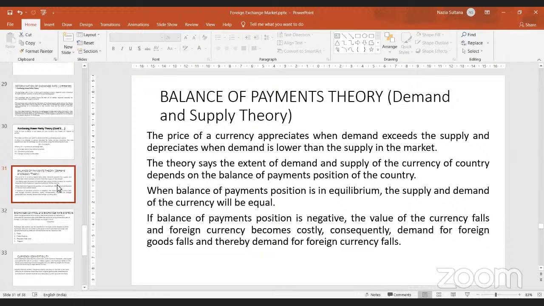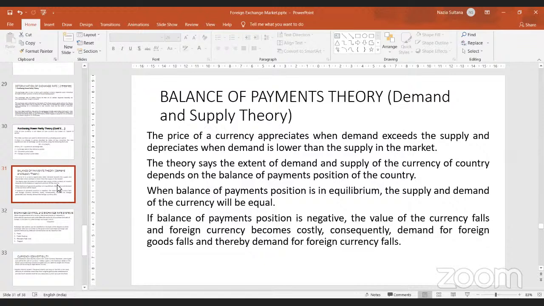So here, how is the value determined? It is not determined based on what it can buy, but based upon the demand and the supply of the currency in the international market. So in the international market, the balance of payments position of India is that we have a deficit, because we have more payments to make rather than more receipts to get.